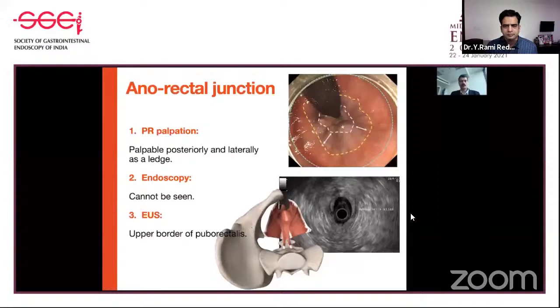Now, coming down from the rectum to the anorectal junction, please remember that the anorectal junction is not visible endoscopically.